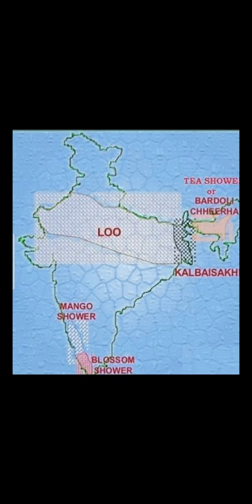Now in South India and Tamil Nadu, these winds are called mango showers. They are similar pre-monsoon winds. And in Karnataka and Kerala, the same winds are called cherry blossoms.